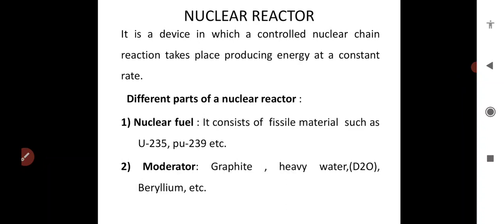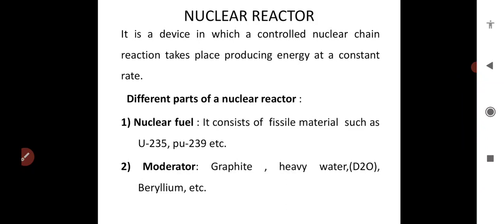A nuclear reactor is a device in which a controlled nuclear chain reaction takes place, producing energy at a constant rate. Here, energy is produced in a controlled chain reaction. The first one is nuclear fuel. It consists of fissile materials like uranium 235 and plutonium 239.